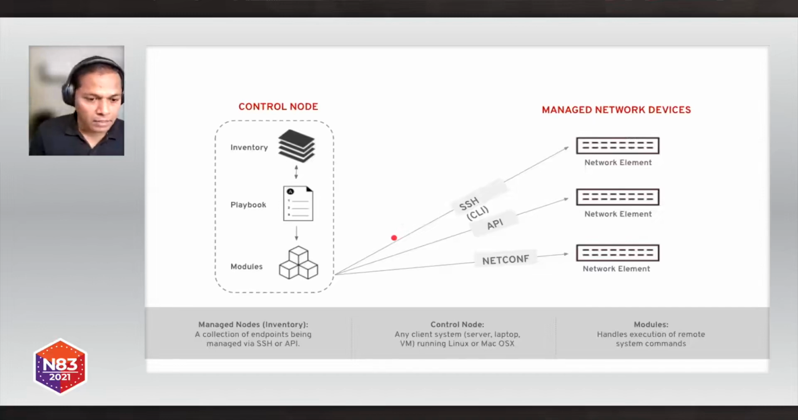So we have a network CLI connection that is built on top of SSH. It basically spawns the pseudo terminal with the device from the control node, and then it sends over the command through that terminal and gets the response back. Then we can communicate through API. So vendors have their own APIs. For example, Cisco has an NX-OS API, Arista has eAPI.